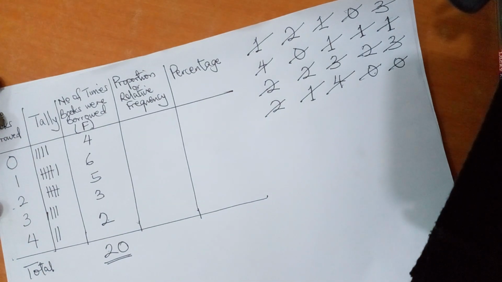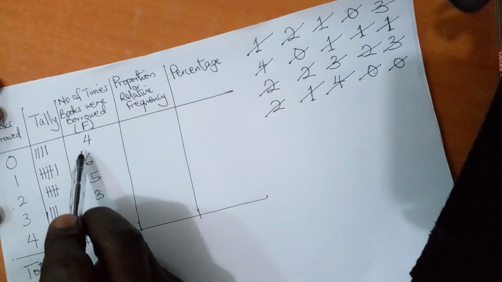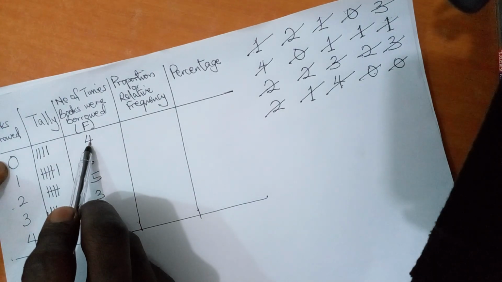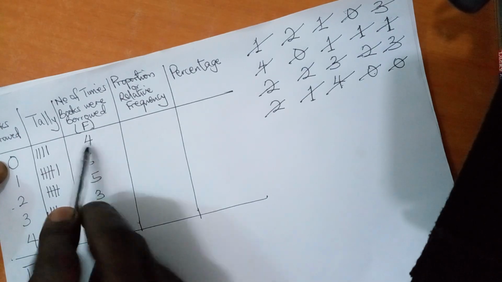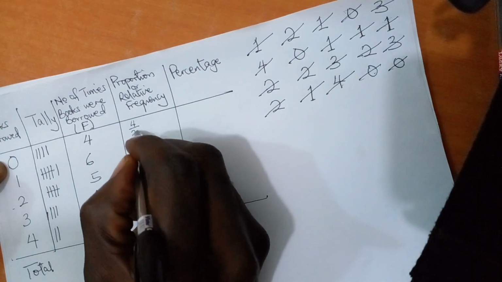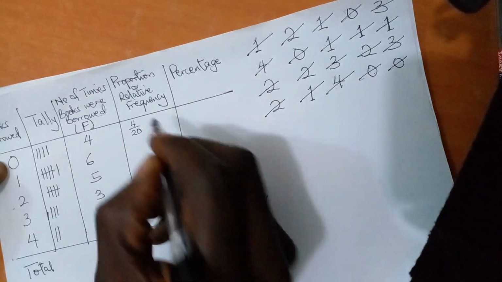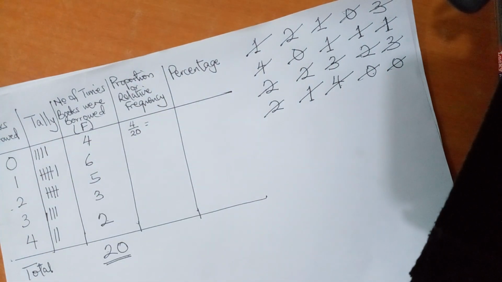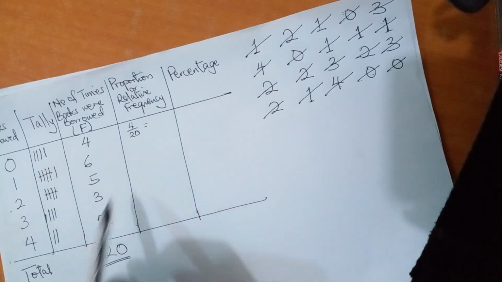So in the computation of proportion, what we do is to take the frequency, which is 4 here for the first one, the number for the value 0, which is in the raw data given to us, to say 4 over the total, the sum of frequency, 20. This one will give us the value of the proportion at this particular stage.